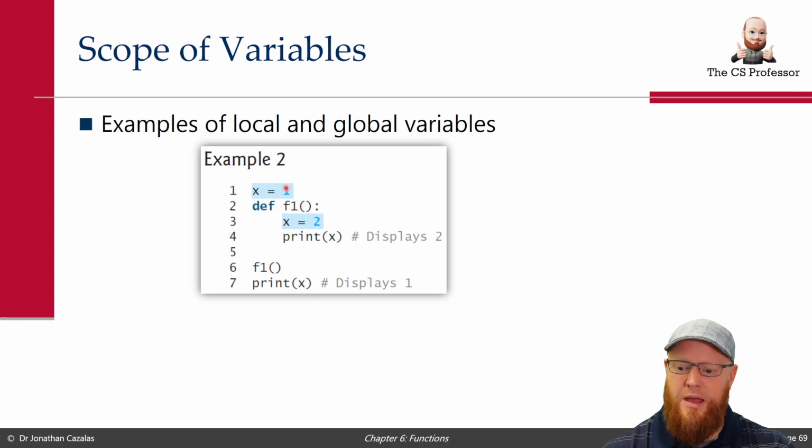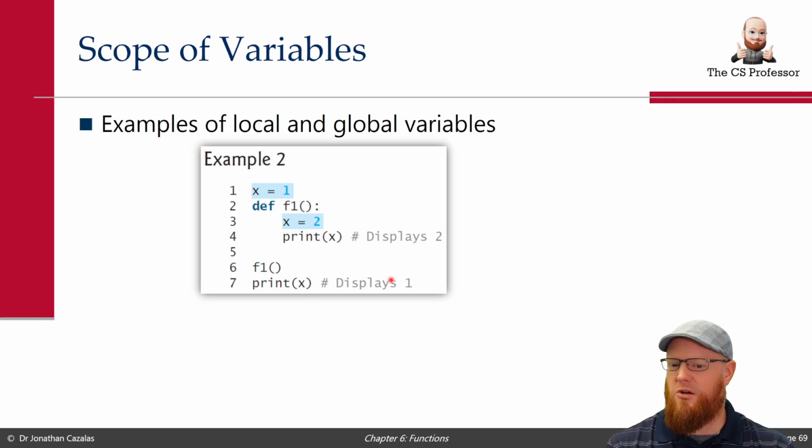Here's another example. x equals 1. Python interpreter says, okay, got you. Define some function. Cool. Python's like, got you. We come to line 6. We call this function. All right. Well, when we call this function, what's the first line of code inside that function? It says x equals 2. Then we print x, which you would expect would display 2. But now look at line 7. After the function, we display 1.